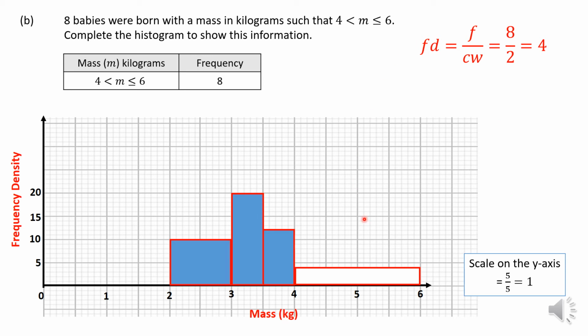So you can't complete the histogram without calculating the frequency density. Once you have the class width that you can find by subtracting 6 minus 4, which is 2, divide that into the frequency, that gives you the frequency density, and now you can complete the histogram.